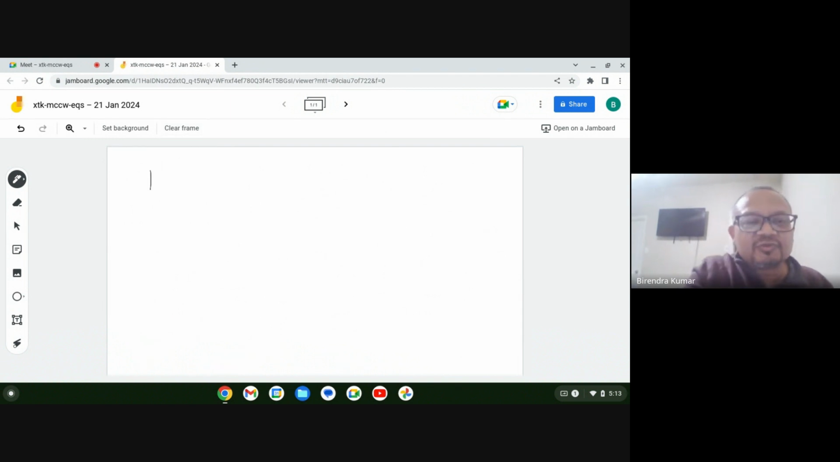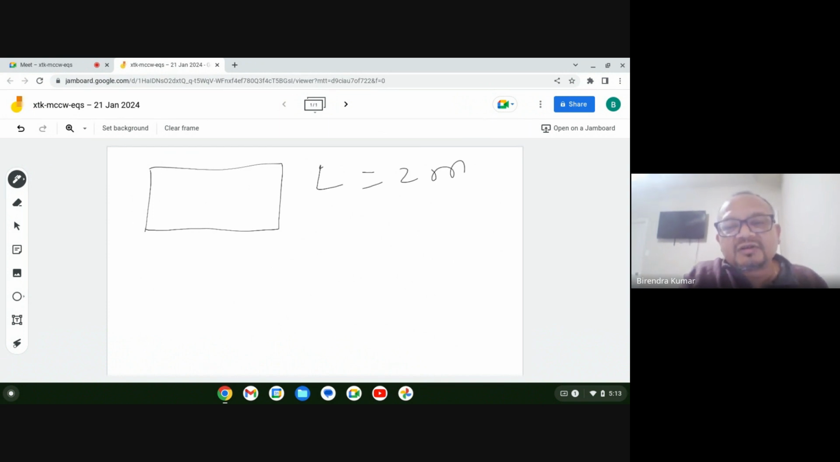Now, let's do one more very stupid sum, but a very interesting one. Let's say the question is there's a rectangle with length equal to 2 meter. It's 2 meter. Okay. Let me write.